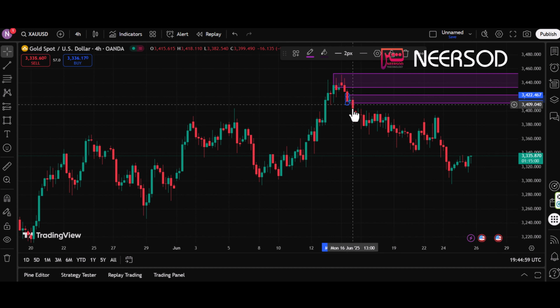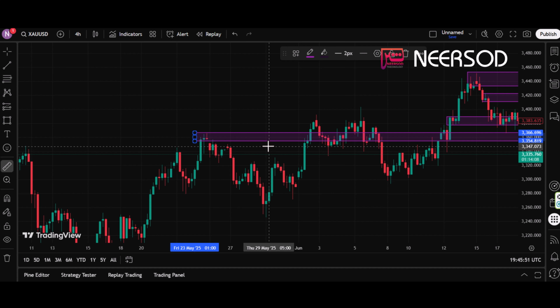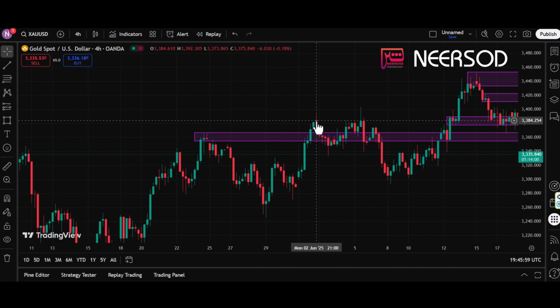Look at this 4-hour top. We consider it a supply zone. As you can see, the price formed a range candle upon reaching it. Even within this range candle, we could have taken 100 pips profit. Eventually, it got broken, and a close above it happened.